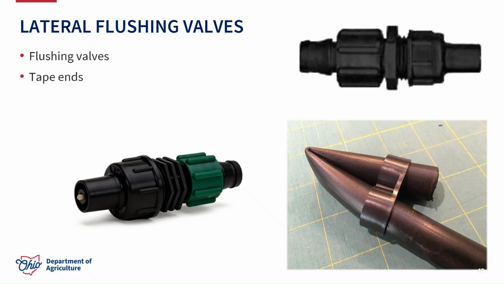Lastly, at the end of the lateral line, we need to have some sort of flushing valve to be able to maintain and clean the microirrigation system. There may be flushing valves that attach to the lateral line and can be opened and closed accordingly, or it could be something as simple as a crimped tape end to prevent water from flowing through, and then that crimp is removed when we're going through a flushing cycle.